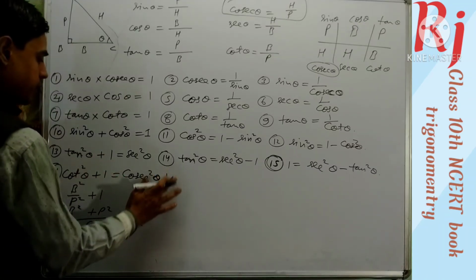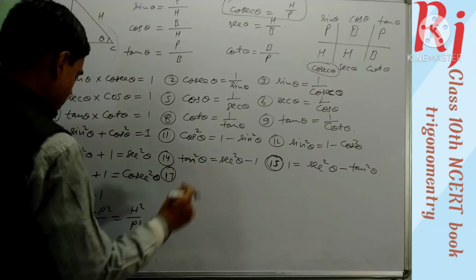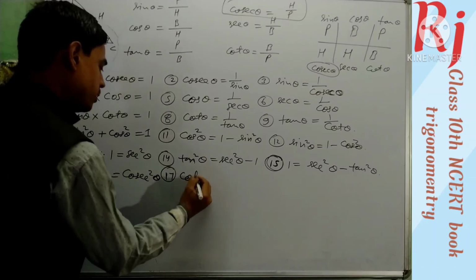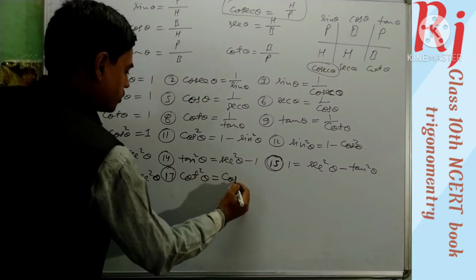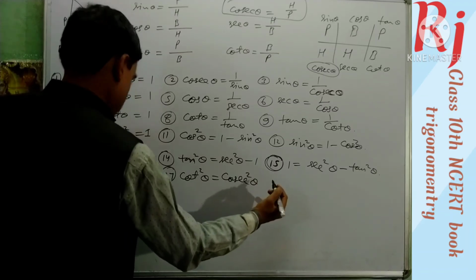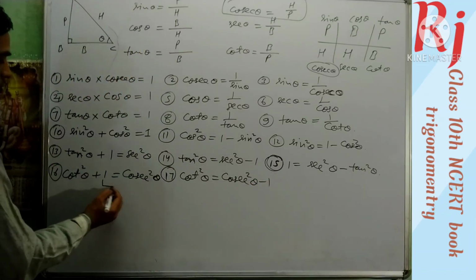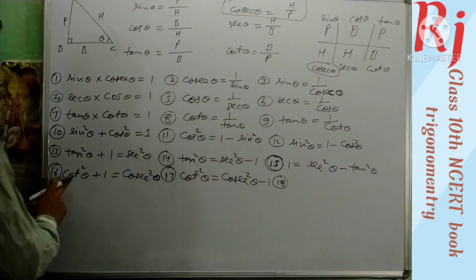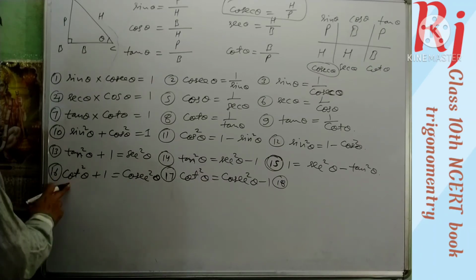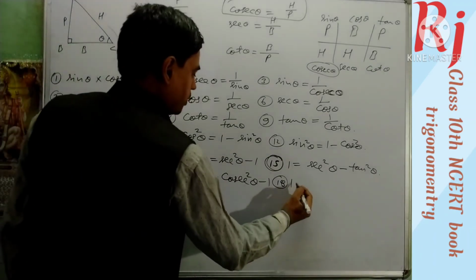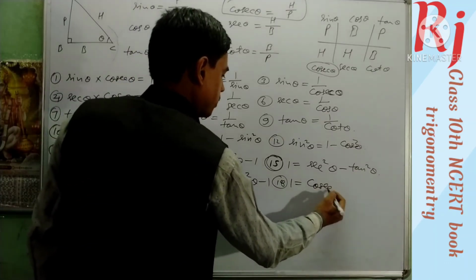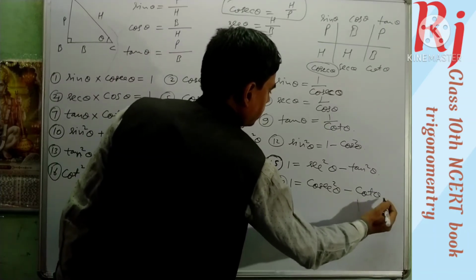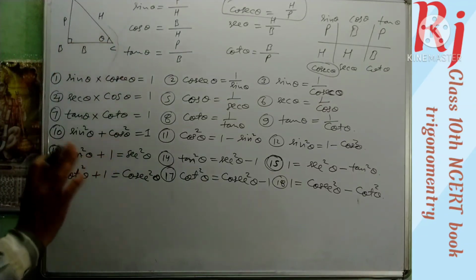From the 16th formula we can write the 17th formula, and the 17th formula is cot square theta equals cosec square theta minus 1. Okay, now I have transposed the 1. In the next formula, the 18th formula, I will write here cot theta. So I will transpose the cot square theta. So here it will be 1 equals cosec square theta minus cot square theta. Okay, so now we have the 18th formula.